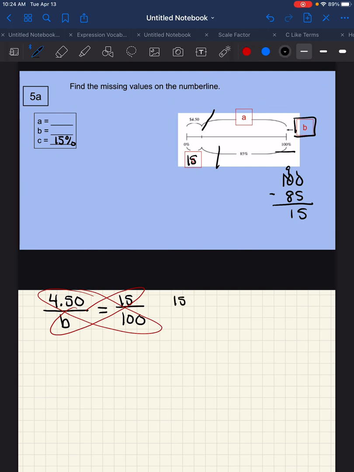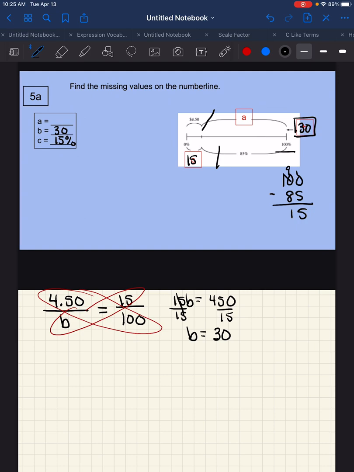15 times B is 15B. $4.50 times 100, use your calculator, but that shifts the decimal, so that's 450. Okay, multiplication equation. To undo that, I divide by 15. 15 divided by 15 is 1, so that's gone. And 450 divided by 15, again, use your calculator, but it's 30. So B is equal to 30. So the total there is 30.